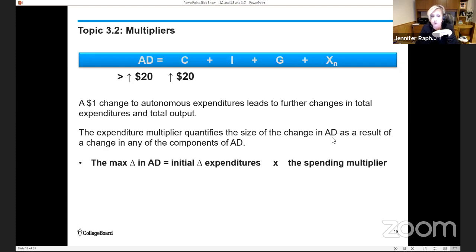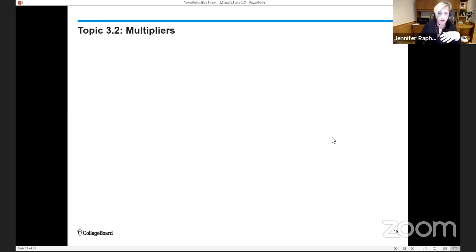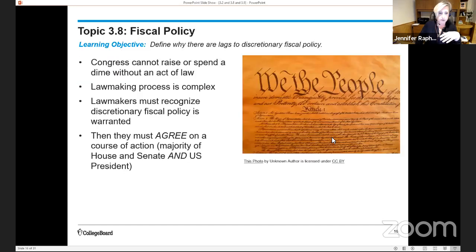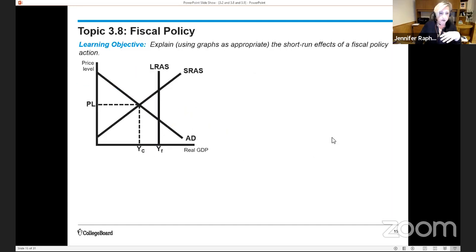All right, so this is sort of a formula for all seasons when working with multiplier problems and looking at expenditures. The max change in aggregate demand is going to be equal to the initial change in expenditure times the spending multiplier. And you want to read that. Remember when you're looking at a graph, I wasn't planning on doing this, but I want to go back up to our aggregate demand graph for a minute, our ADAS model.